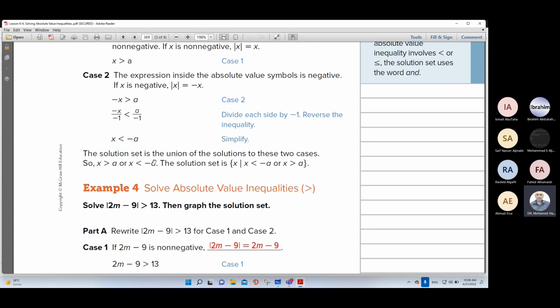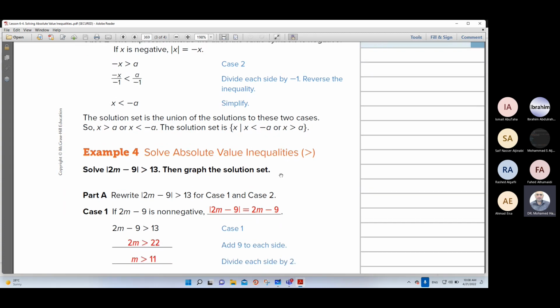So the solution set is the union of the solutions. Here we can use "or" because we have a union of these two cases. So x greater than a or x less than -a. The solution set is x such that x is less than -a or x is greater than a.